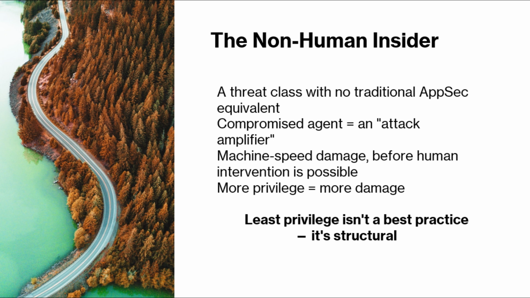AI agents also introduce a threat class that simply didn't exist in traditional AppSec. The non-human insider. Agents are models operating autonomously in a loop, using external tools to take real actions in the world. If one is compromised, it becomes what researchers call an attack amplifier, capable of executing malicious actions at machine speed long before any human analyst can intervene. The more privileged the agent, the more damage it can cause. Least privilege for AI agents is not a best practice. It is a load-bearing part of the system. It's not optional. It's structural.